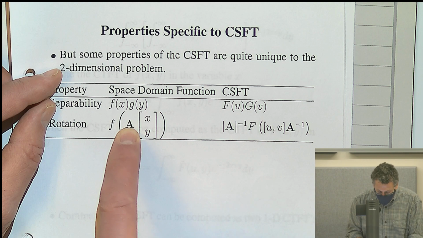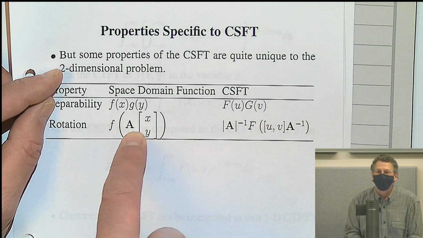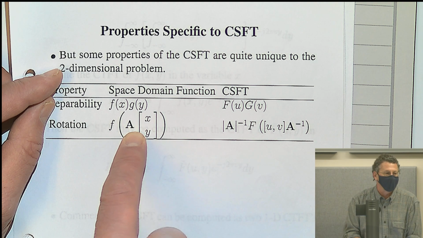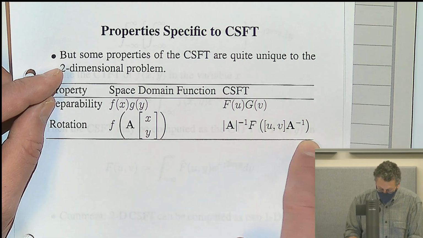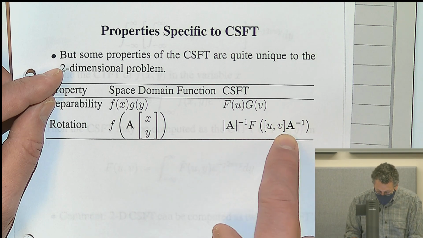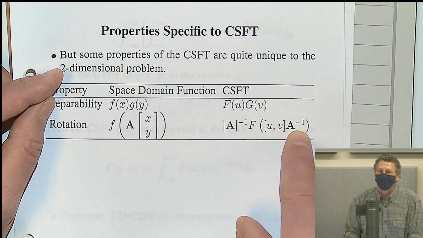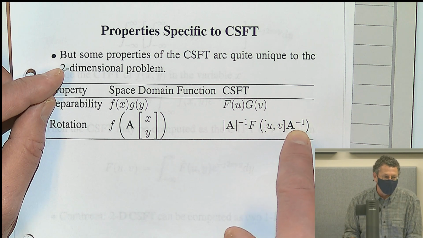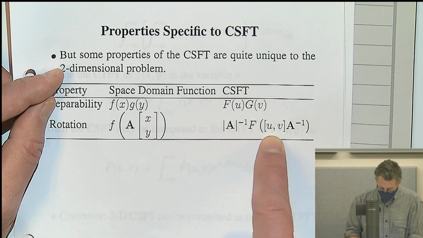And then the Fourier transform of this distorted or rotated or whatever function is given by this form here, where now u and v multiply on the left by the matrix inverse A. So A has to be invertible. And then there's a scaling function here.